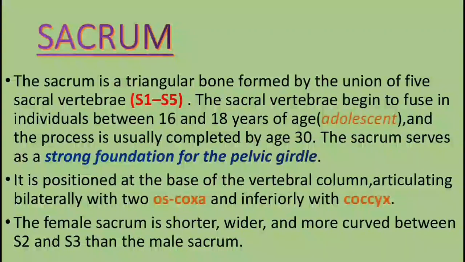The sacrum serves as a strong foundation for the pelvic girdle. It is positioned at the base of the vertebral column, articulating bilaterally with 2 os coxae that we did in another discussion, and inferiorly with the coccyx, which is the distal most end of the vertebral column. The female sacrum is shorter, wider, and more curved between S2 and S3 than that of the male sacrum.